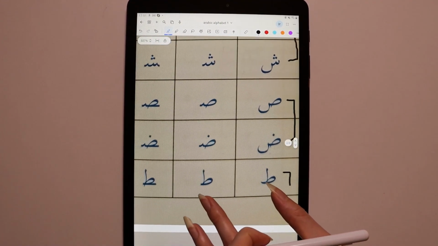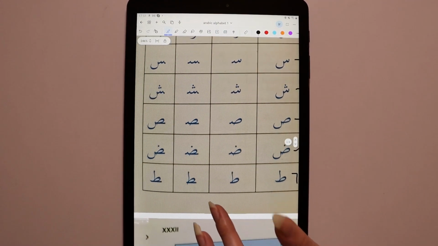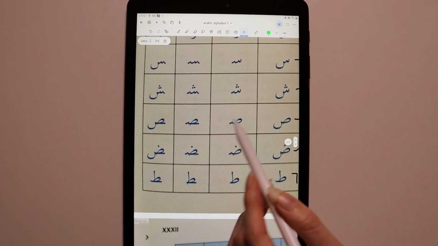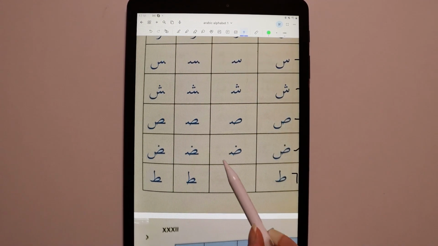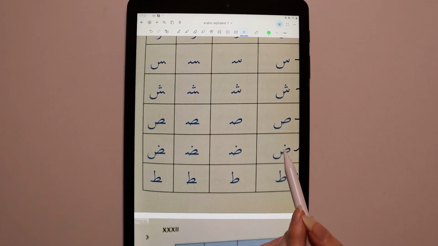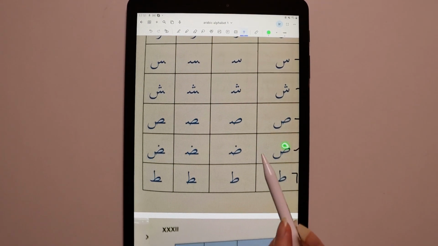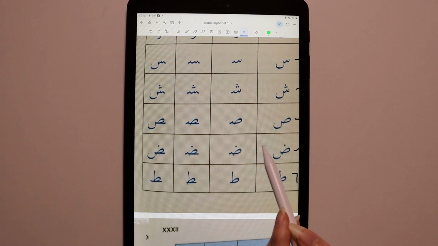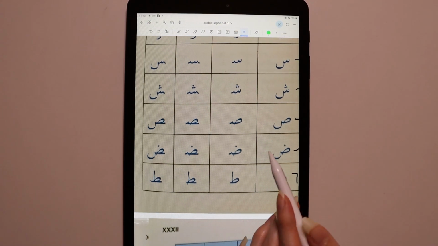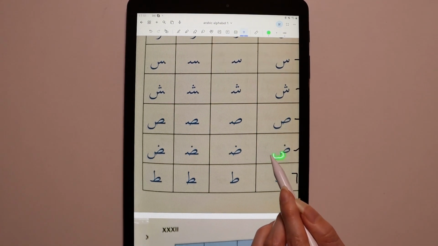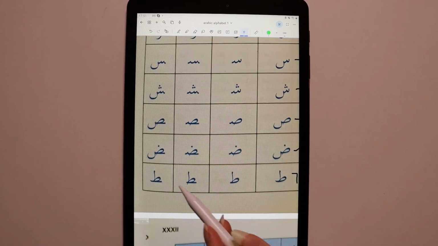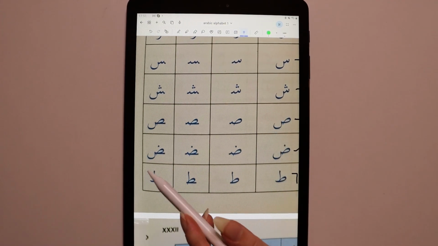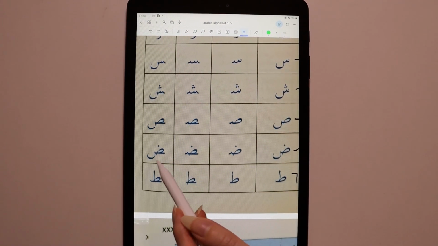So they look again really similar. They are written the same, they come with the same forms, but the difference is that there is a dot on top of the dad. And the end form looks just like the isolated form. They kind of look the same, but it comes from another letter, obviously.